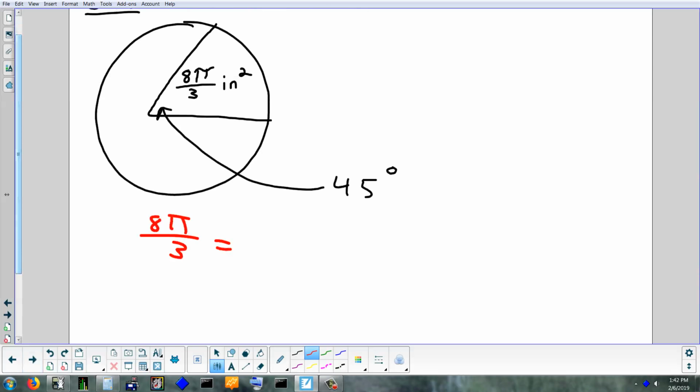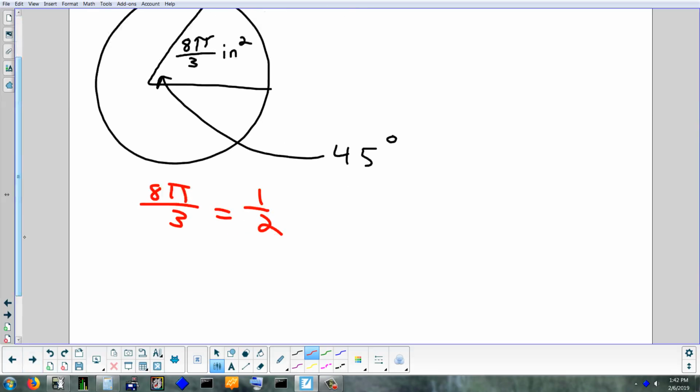So A equals 1/2. R we don't know, so we'll just put R squared. And now theta. Theta is 45 degrees, but what do I have to do? I got to change it to radians, and that's pi over 4. If you multiply by pi and divide by 180, that's what you'll get. All right, so there's a lot of things we got to get rid of. We got to get rid of the 1, the 2, the pi, the 4, and the squared.